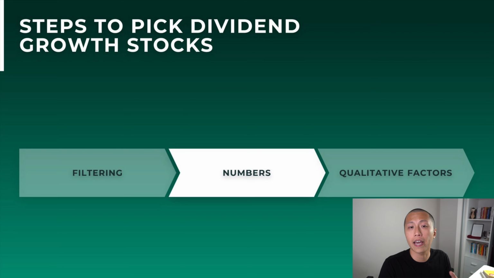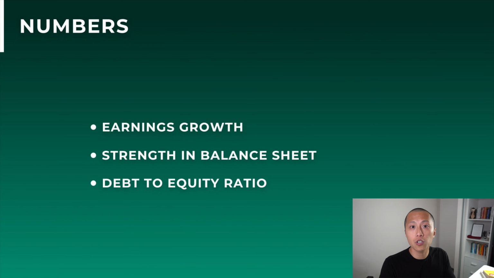So once you have a short list of stocks to choose from, the next thing that I like to do is to start looking at their numbers. When it comes to their numbers, I usually like to look for 3 things. The first thing is earnings growth. The second thing is strength in balance sheet, and I'll explain that in just a second. And the third thing is debt to equity ratios.